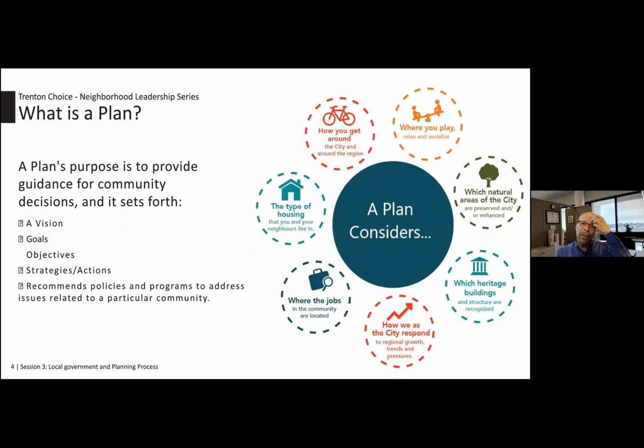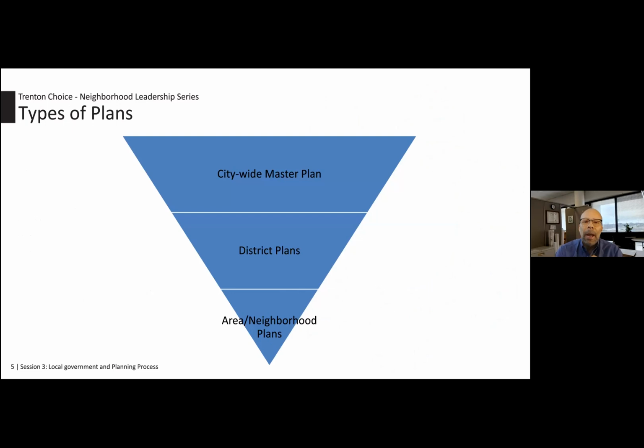As you see in my diagram, it considers things like how do you get around, where do you play, how we as a city respond to regional growth and trends, where the jobs are, what type of housing, which heritage buildings it indicates here, and what our natural areas should be and look like. It's really that comprehensive, and it can be that comprehensive. Not all plans are, but we have been trying to be as comprehensive as possible with all of our planning efforts. And then there are the types of plans.